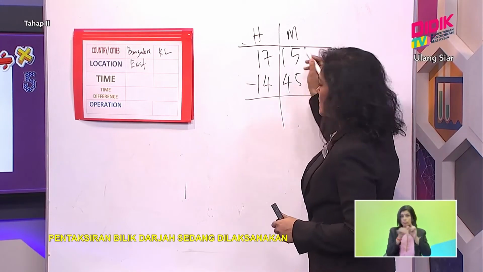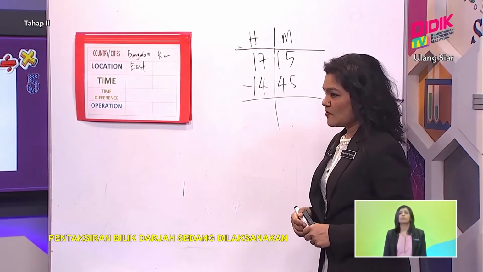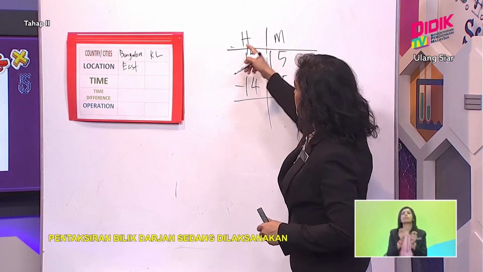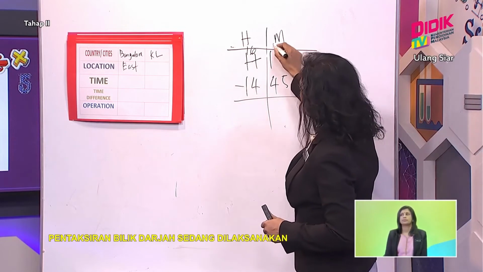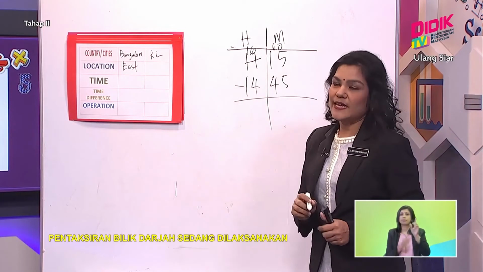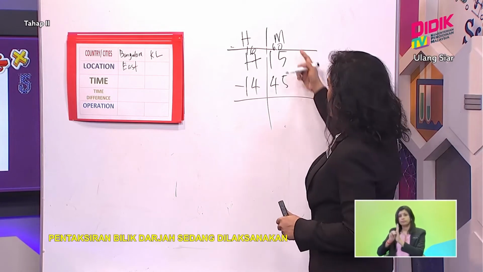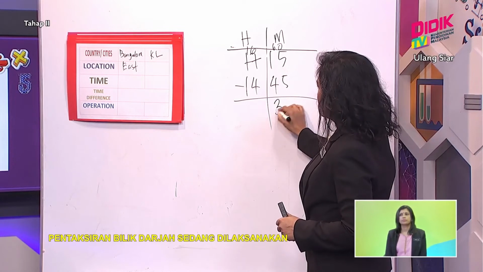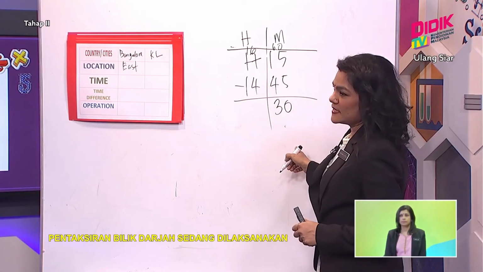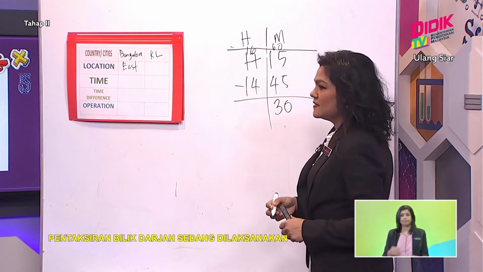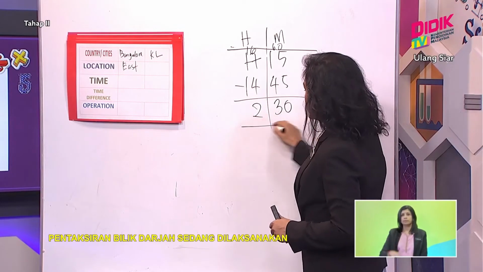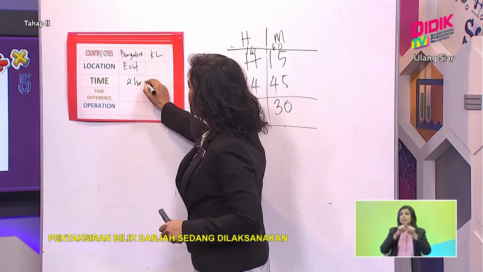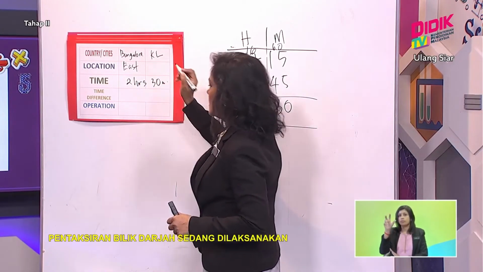Could you subtract 45 from 15? Of course not. So we bring 1 hour over, making it 16, and the minutes change to 75. Then you proceed with the subtraction. 75 minus 45 is 30. The hours give 2. So the time difference is 2 hours and 30 minutes.